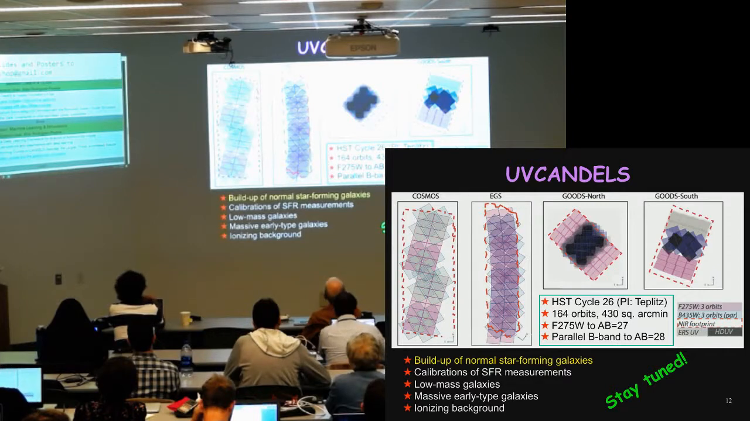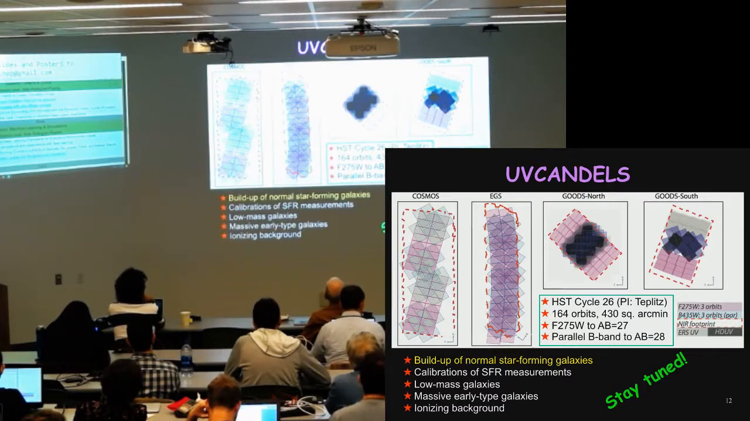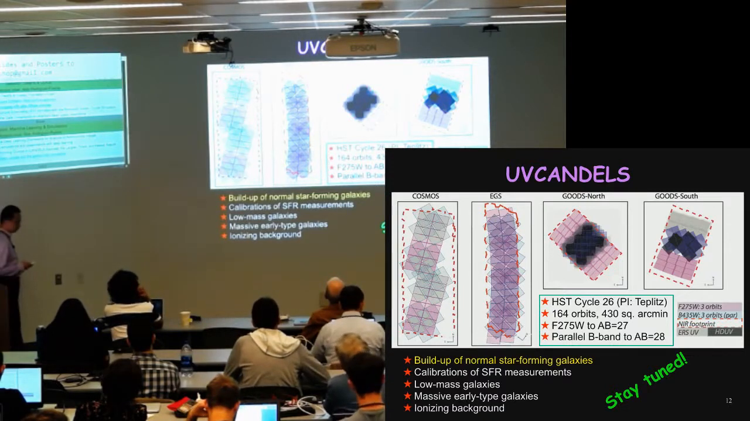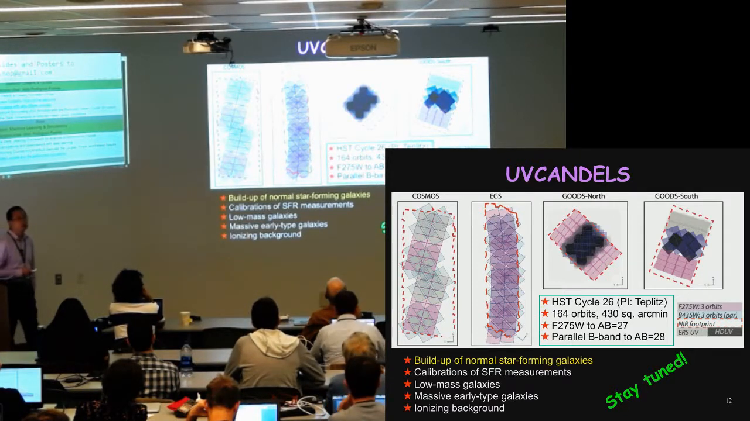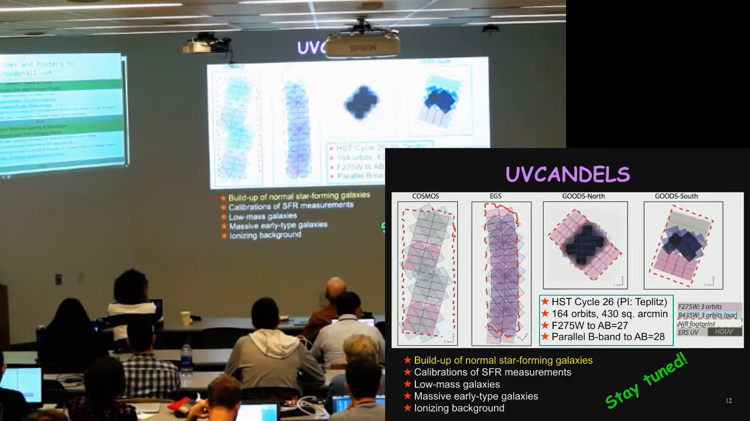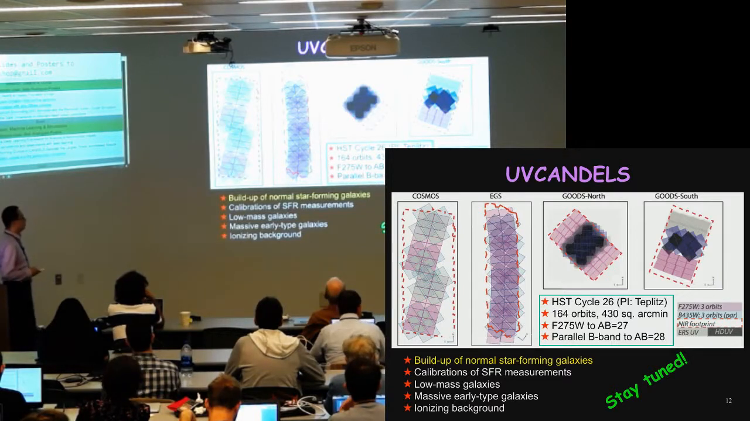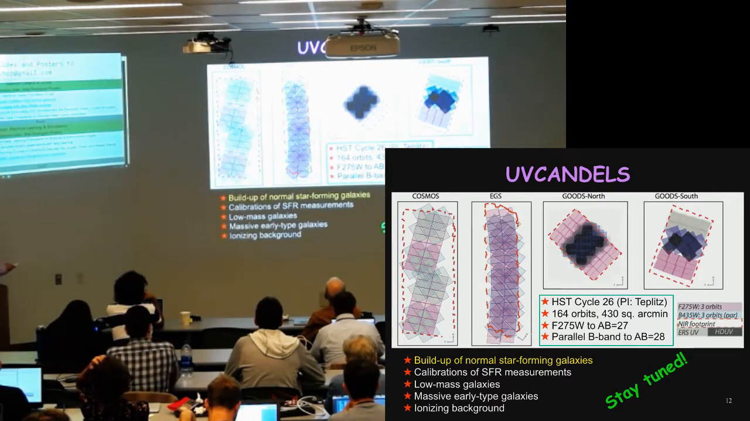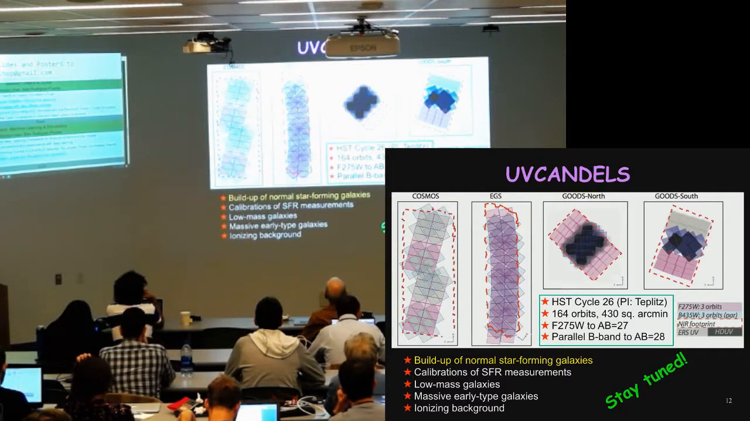We will have 164 orbits to cover about 430 square arc minutes to get very nice UV data to 75W all the way to AB27. So AB27 means at redshift 1, you can measure star formation rate all the way down to 0.2 or even 0.1 solar mass per year. And also, we will get very nice parallel B-band data to AB equal to 28. And here is the layout images for 4 CANDELS fields.